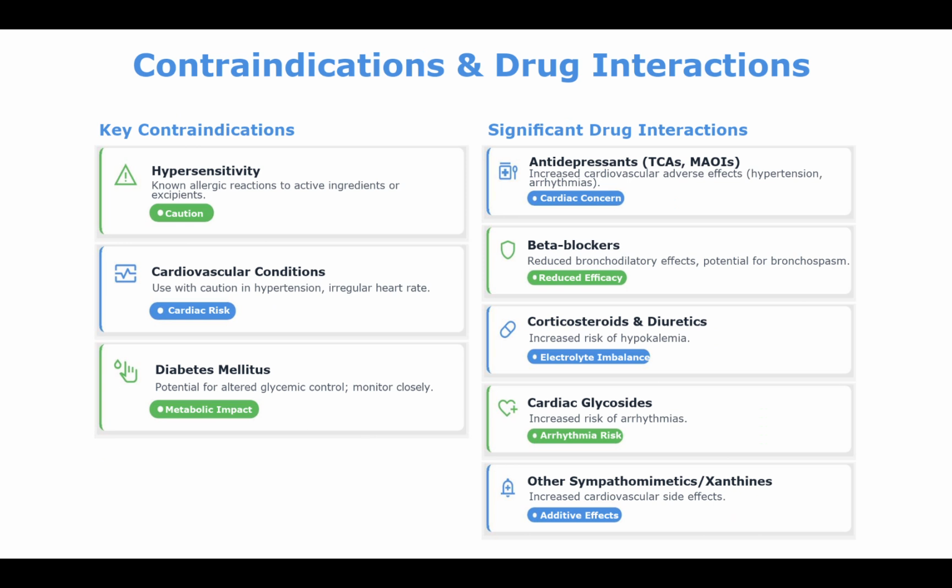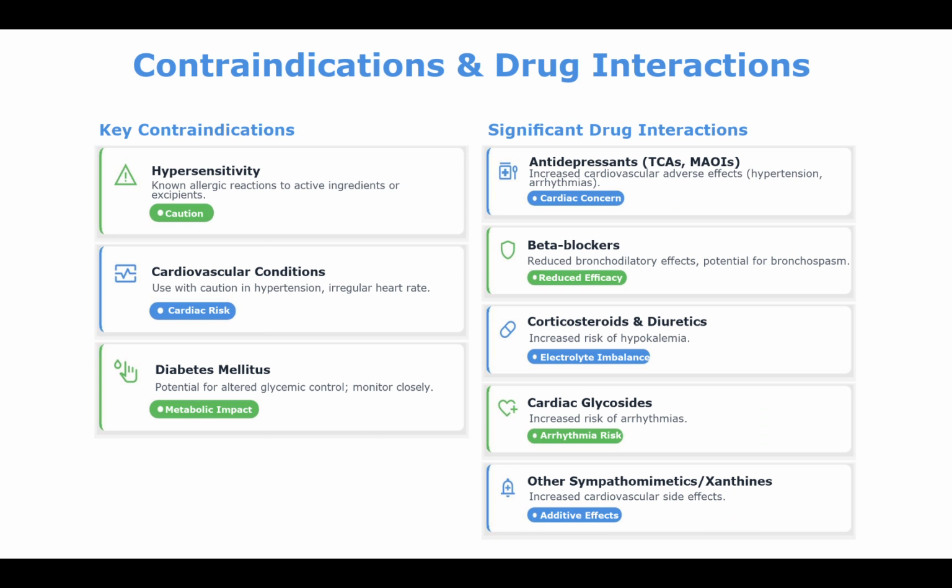Contraindications and drug interactions are critical for avoiding adverse outcomes. Absolute contraindications include hypersensitivity to salbutamol or its components, which can trigger severe allergic reactions. Use extreme caution in patients with cardiovascular conditions like hypertension, irregular heartbeat, or heart failure, as beta-2 stimulation can exacerbate tachycardia or arrhythmias. Monitor ECG closely. In diabetes, salbutamol induces hyperglycemia via glycogenolysis, so frequent glucose checks are needed.